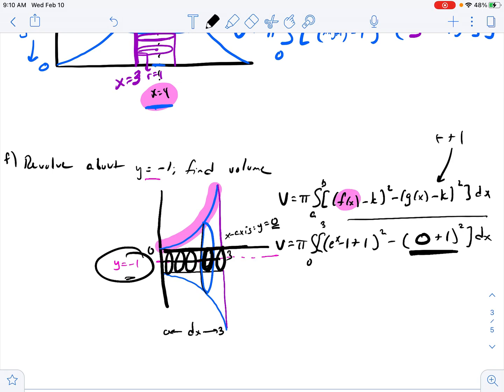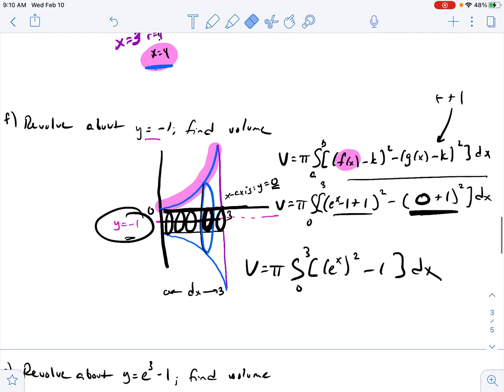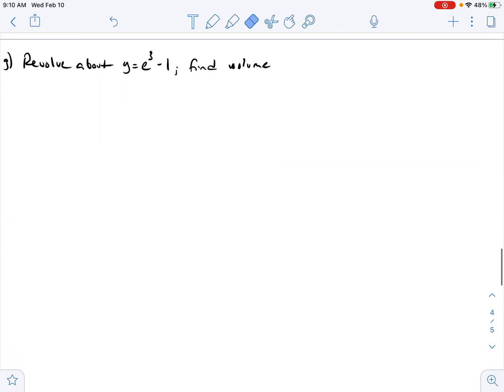And again, we could clean this up just a little bit if we wanted to. Why not? Looks like the first quantity just becomes e to the x squared, and then this is just 1 minus 1. We could even make that e to the 2x if we wanted to. Okay, again, if you had to punch it in to get a final answer, do so carefully. If you have questions about that, reach out to me.